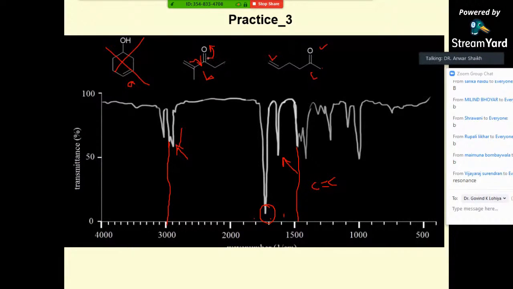So what is happening? In this structure, the C double bond C is not all the time a double bond, nor is the C double bond O. Not all the time it is a double bond. Somewhere the other resonance hybrid of this structure will be like this.